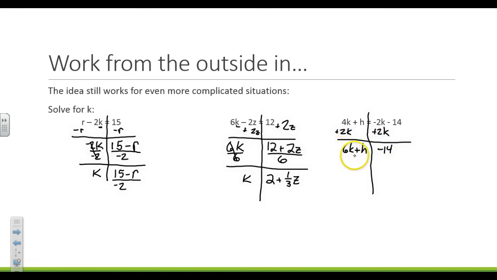Again, my goal is to get k alone, so I need to move this h next, I guess. So 6k equals negative 14 minus h. Again, we can divide each side by 6. And we get k equals, and if I simplify, this would be negative 7/3 minus 1/6 h. If you leave it like this for right now, that's fine. I'll accept that. Just know on a multiple choice test, you may not see the complicated form. It may be simplified.